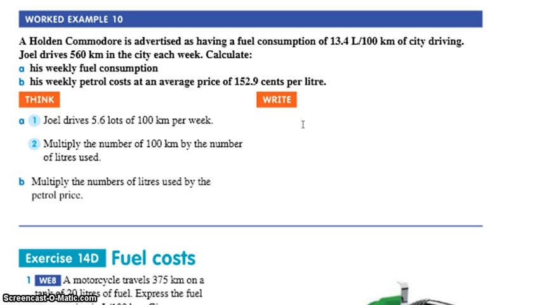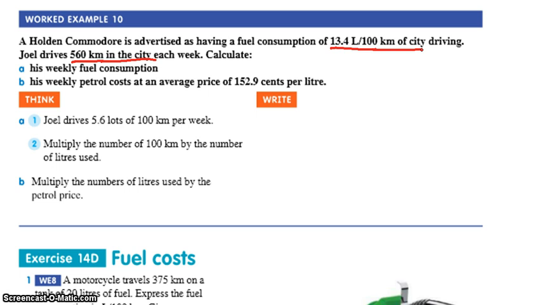Okay? This is the sort of question they like asking you because you're actually using the maths for a real life purpose. All right, first thing is, we need to find out how much fuel he uses in a week. We know that his fuel consumption is 13.4 litres per 100 kilometres. We also know that he drives 500 kilometres in the city. And I'll just put in the city because in the last question they gave us two different types, so it's important that you know which type you're dealing with.